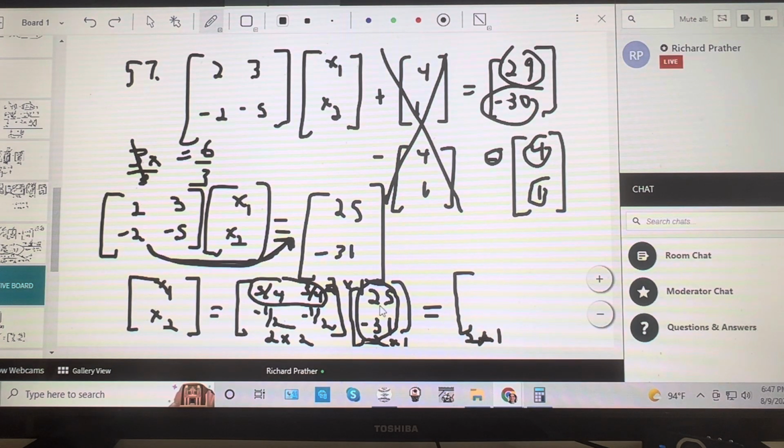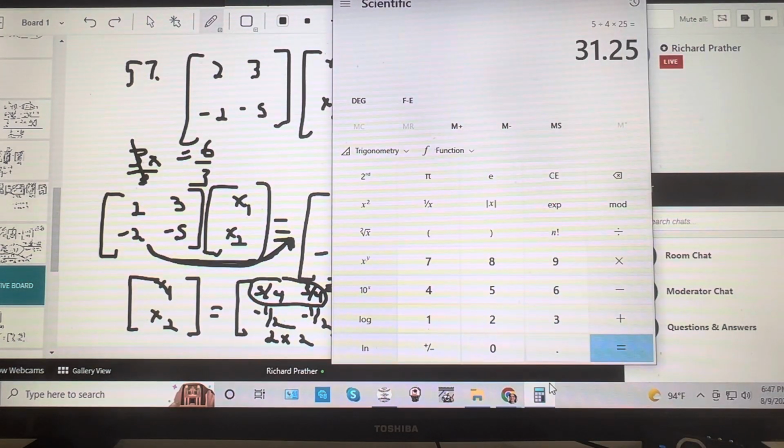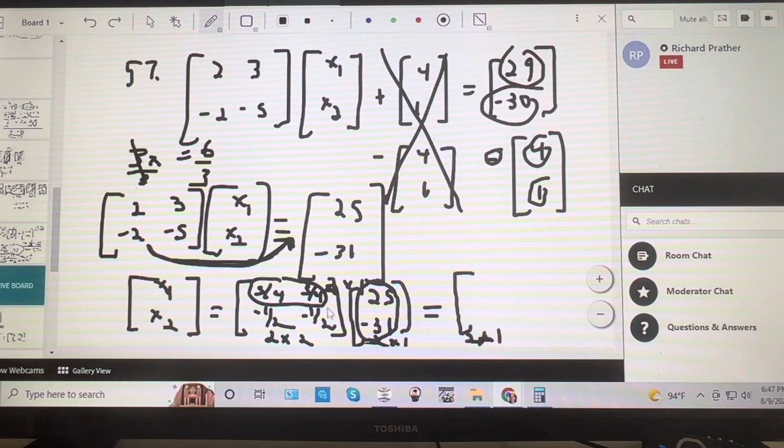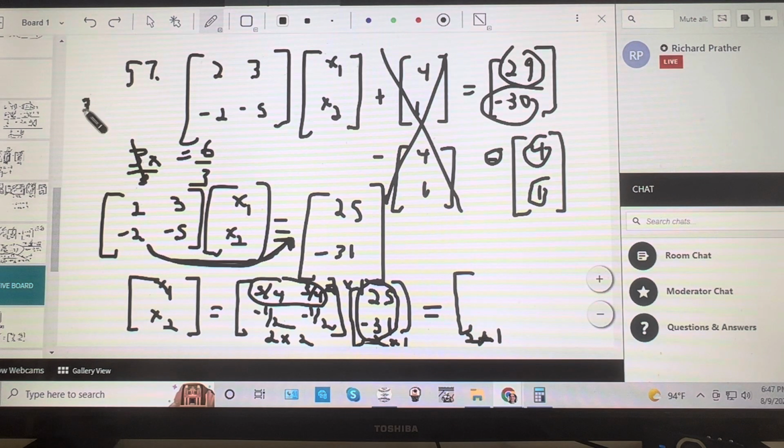So 5/4 times 25. 5/4 times 25 is 31.25. And I better write that down somewhere. 31.25. Plus, that was this times this, plus slide and drop, 3/4 times negative 31.